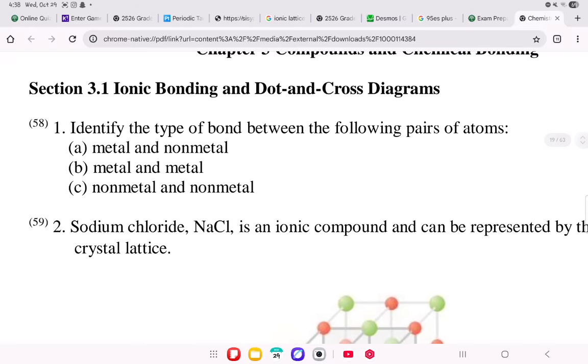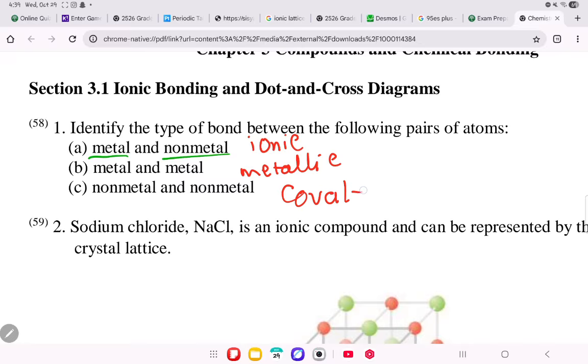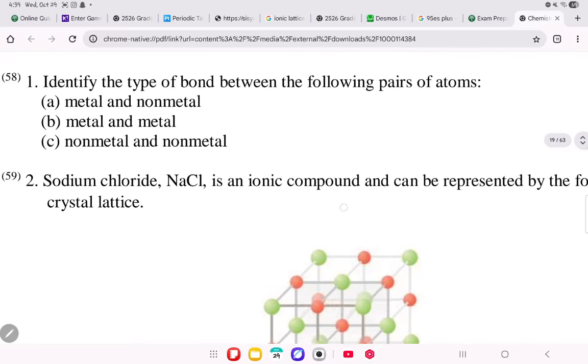The first part says, identify the type of bond between the following pairs of atoms. We know that if it's between a metal and a non-metal, a metal will lose an electron. It will give the electron to the non-metal, so the non-metal gains the electron, right? So we'll have a cation and an anion, and thus we can say that this is an ionic bond. A metal and metal, very simply from its name, is a metallic bond. And last but not least, non-metal and non-metal is definitely a covalent bond.